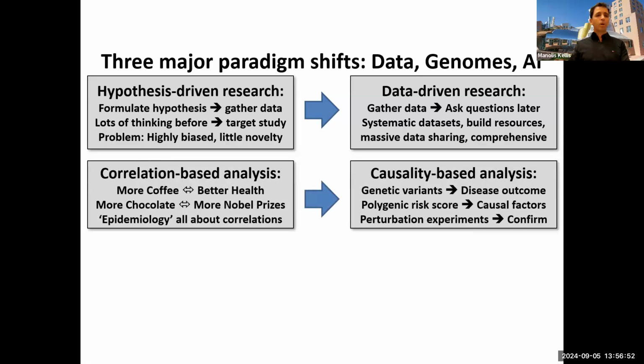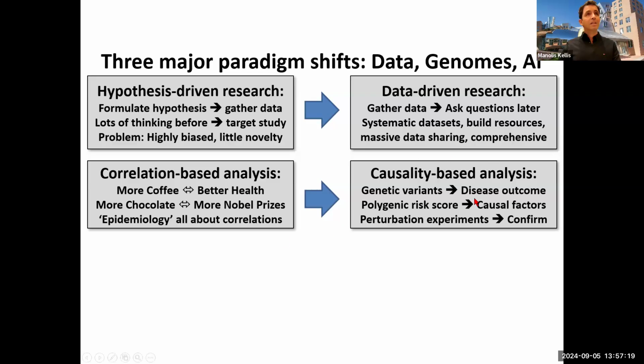The second one is what I mentioned earlier, correlation. More coffee, better health. More chocolate, more Nobel Prizes. Epidemiology has been about correlations. If I buy a $7 cup of Starbucks every morning, I have better health outcomes. Is it that Starbucks is so awesome? Or is that if I can afford Starbucks every day, I can also afford better healthcare, I can go running, I have more free time, I have better food, nutrition, etc. Right? So correlation, not necessarily causation.